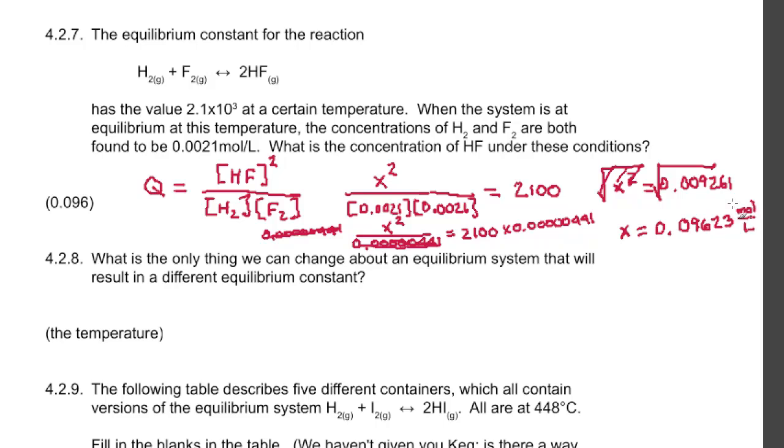And last thing, the numbers we were given in both cases had two significant digits, so this should be trimmed down to two significant digits. So those zeros don't matter, but 96 is all we're allowed to keep. We don't round up because that's only a 2, so 0.096 moles per liter should be our concentration of HF.